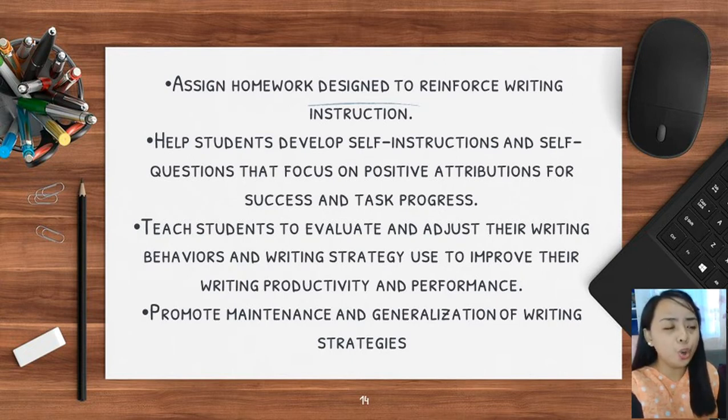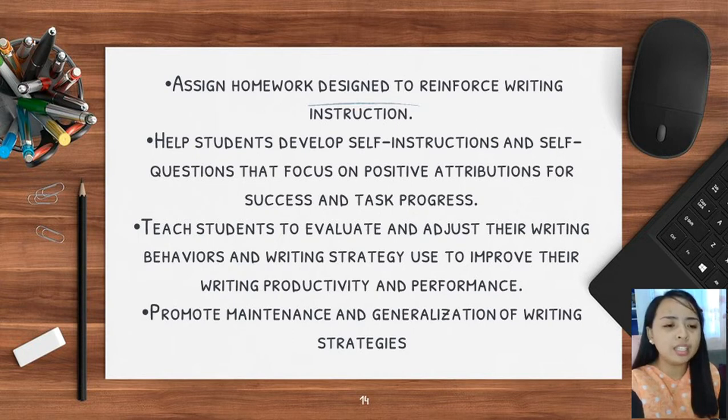Let students know that you value good writing. Regularly assign brief writing exercises in your classes. Provide guidance throughout the writing process. So again, like what I said earlier, it is very important that we provide guidance throughout the writing process and handwriting practice of our students. So we need also to let them know that we value good writing. Next is to promote maintenance and generalization of writing strategies.